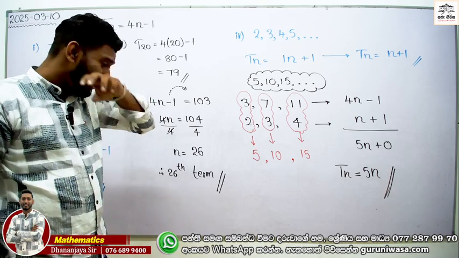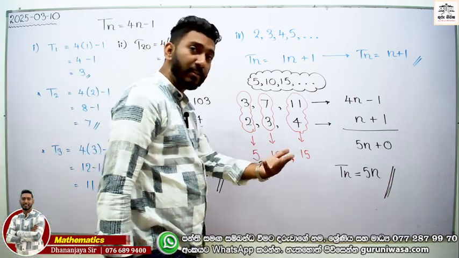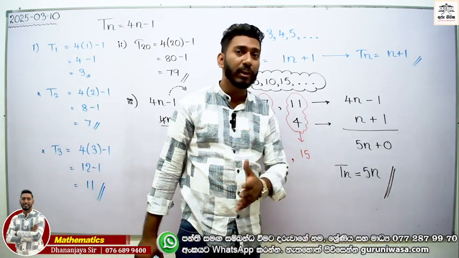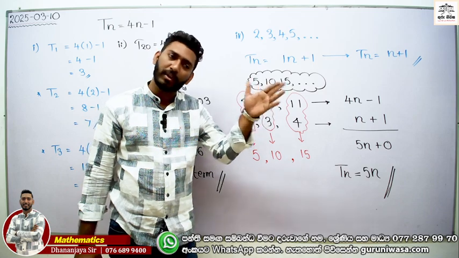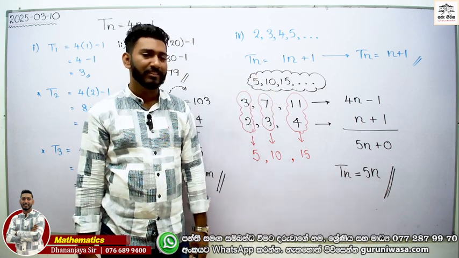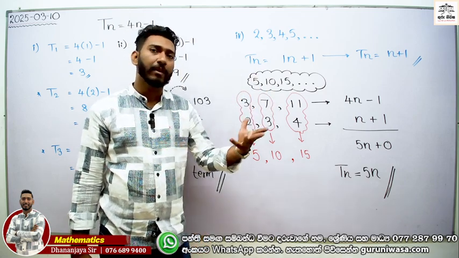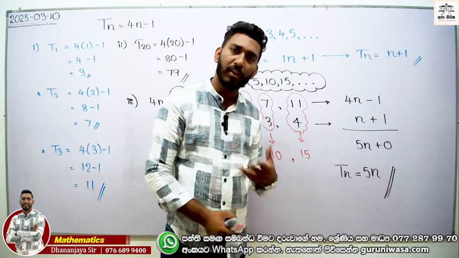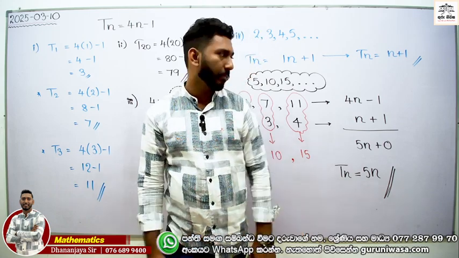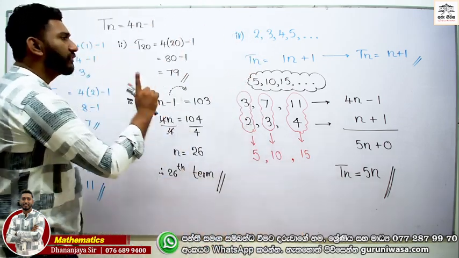නේද? පොඩි කාලේ ඉගෙන ගන්නවා. Multiples of 7 කියන්නේ කවුද? 7, 14, 21, 28. 10, 20, 30, 40. What is the general term? General term is 10n. 8, 16, 24, 32. What is the general term? 8n. Right. This is the answer for the fourth one.